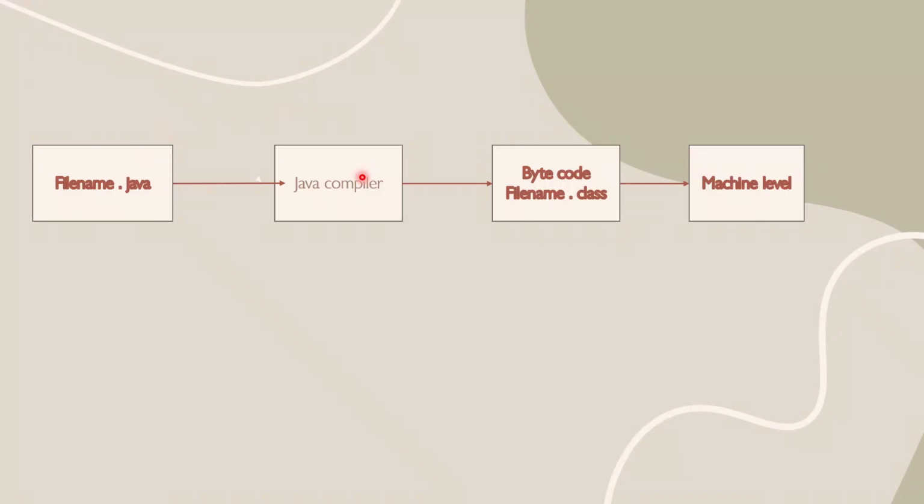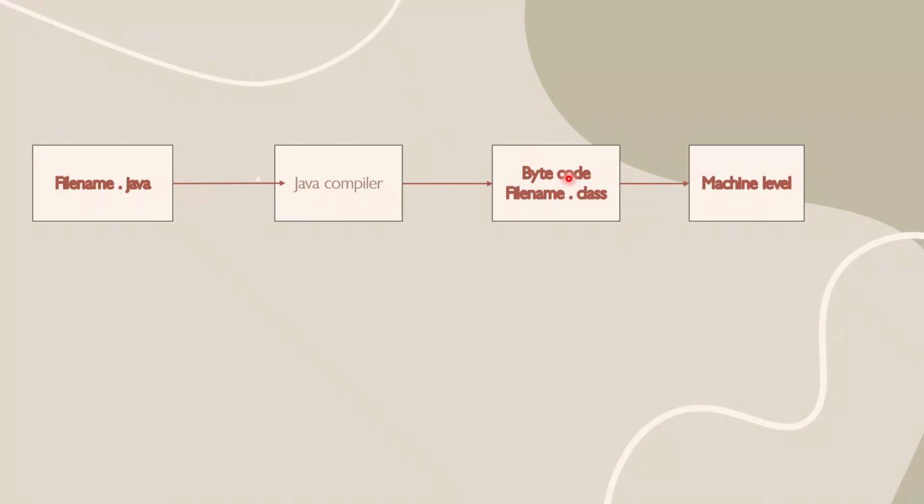If there is any syntax error, it is going to give you the Java errors. The user has to identify what the error is, correct it, save it, and run it again. Once the compiler checks that there is no error in your file, then the Java compiler is going to give the bytecode. This bytecode will be in the form of filename.class. This is the bytecode that is generated by the compiler.